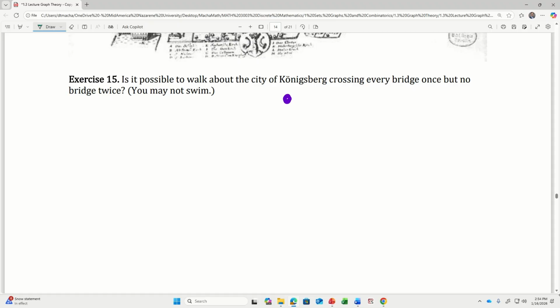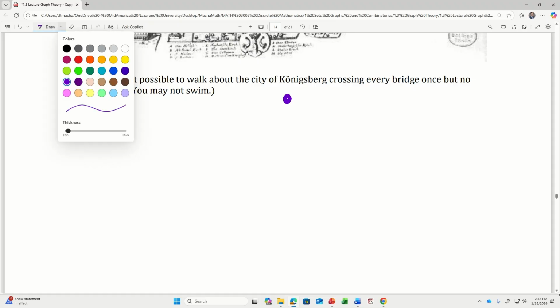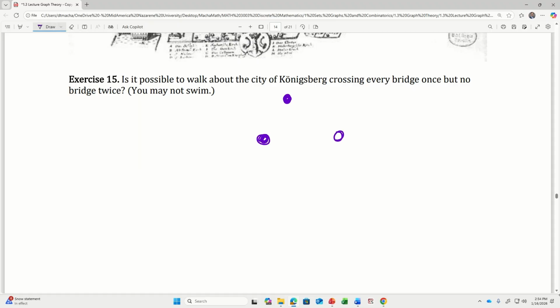You can draw that graph down here where you can see it better. So there's like 2 islands and then the 2 pieces of land that are not islands. And I've got like 1, 2, 3, 4, 5, 6, 7 bridges. Yes. And the answer is no.